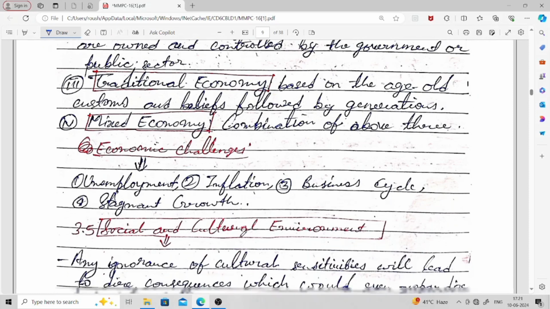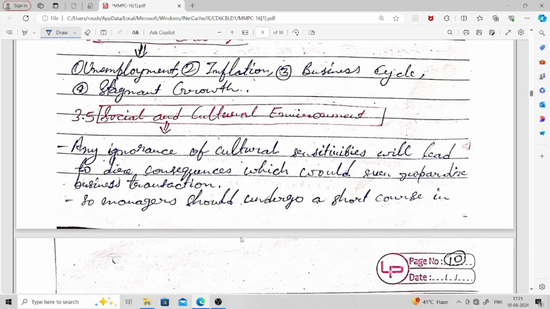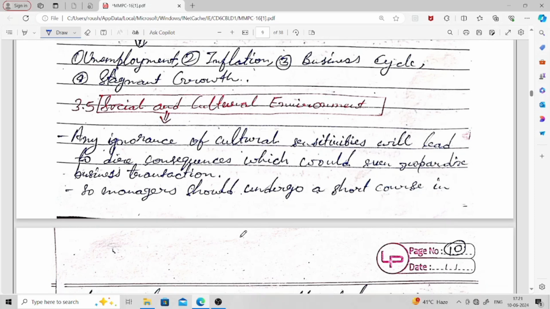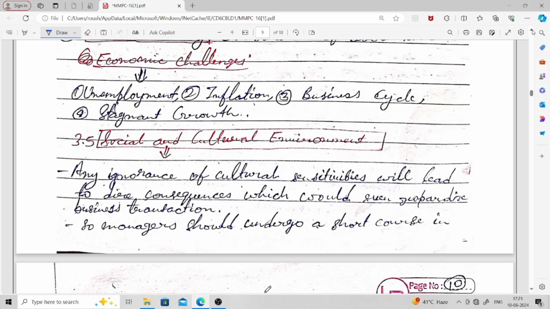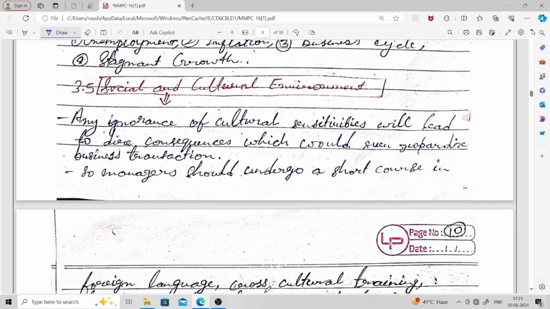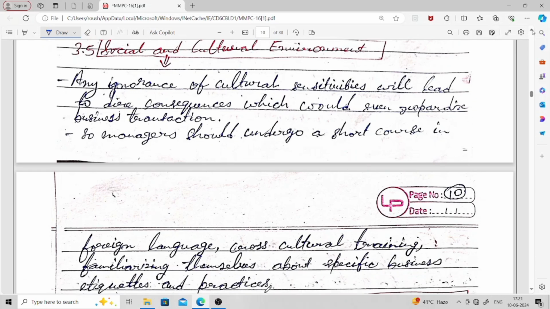So what are the economic challenges? Economic challenges are unemployment, inflation, business cycle, stagnant growth. These are economic challenges. Then the next one we have is the social and cultural environment.